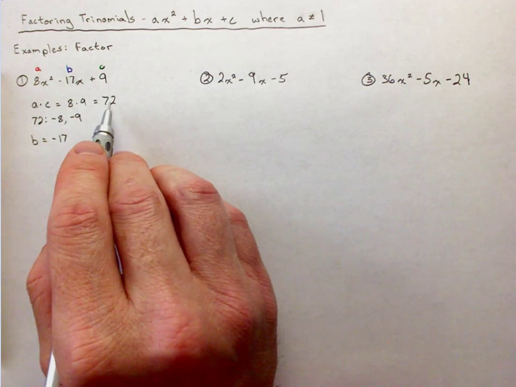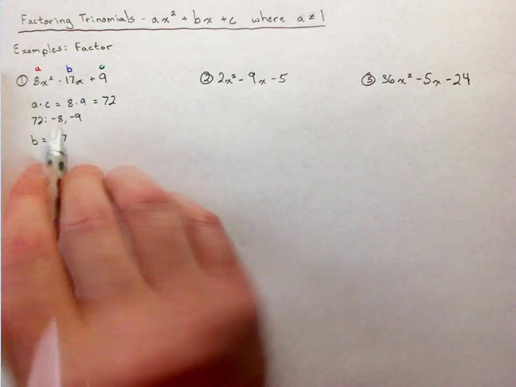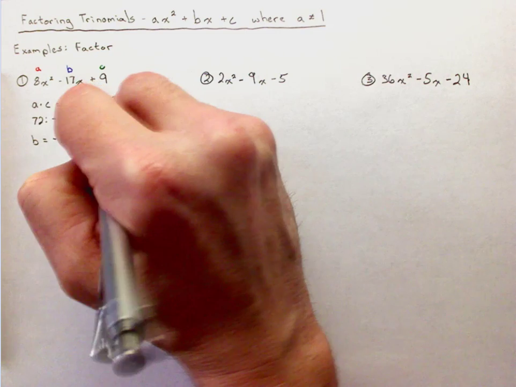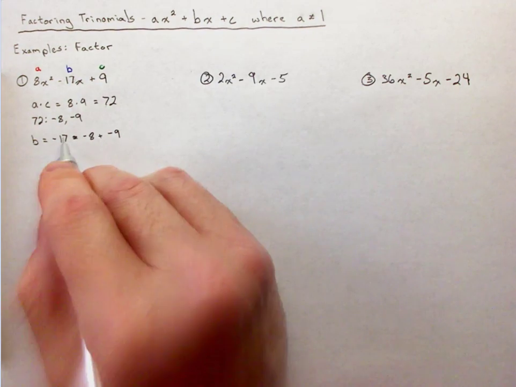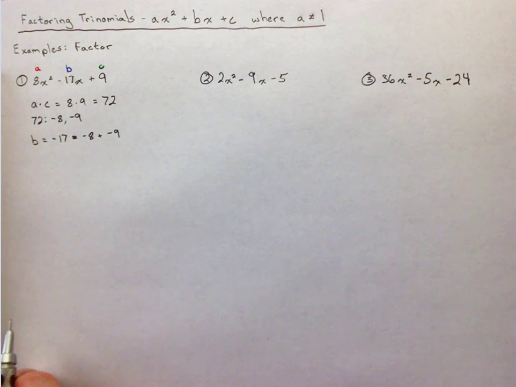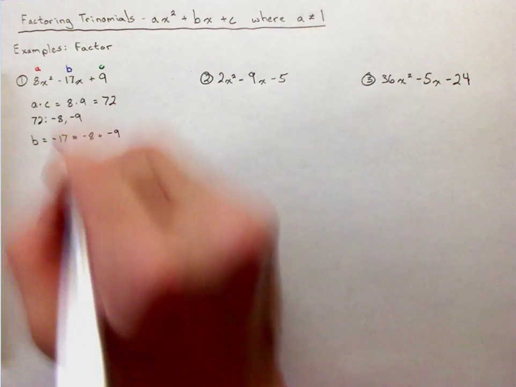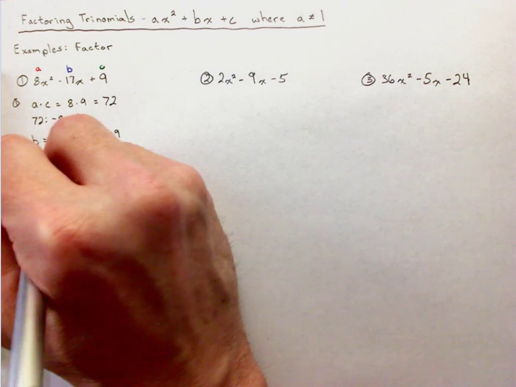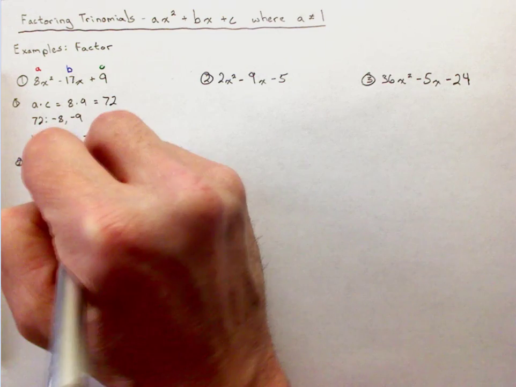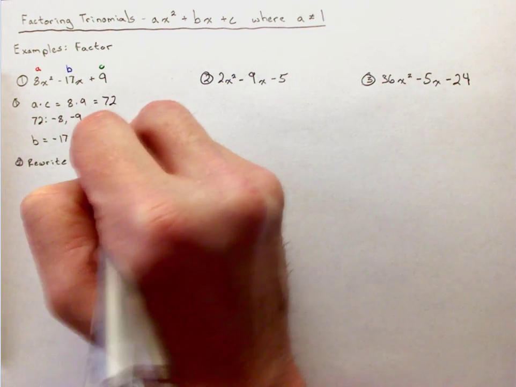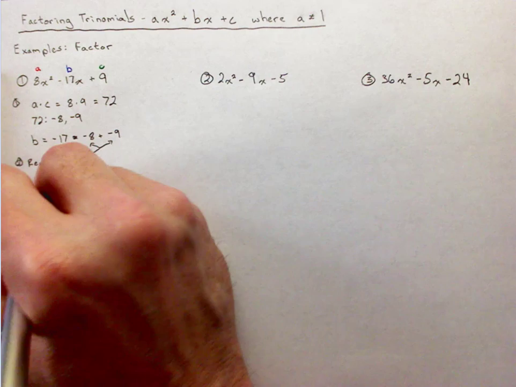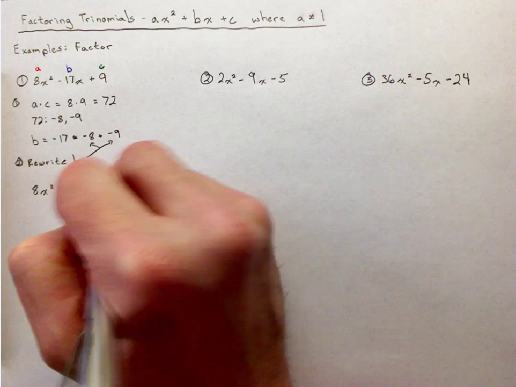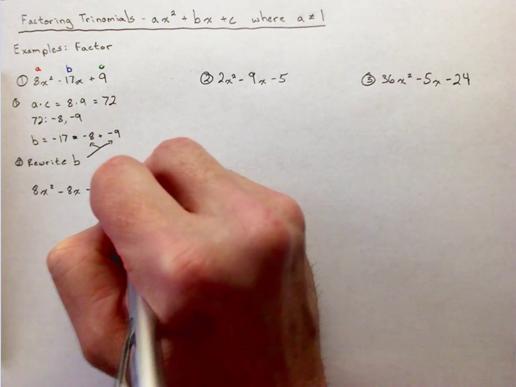8 times 9 is 72. I make them both negative because I have to add them together. I have to say a negative 8 plus a negative 9 equals a negative 17. So that was step 1. Step 2 is I'm going to rewrite b using those. So I have 8x squared minus 8x minus 9x plus 9.